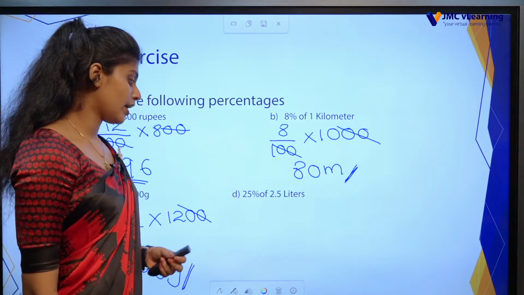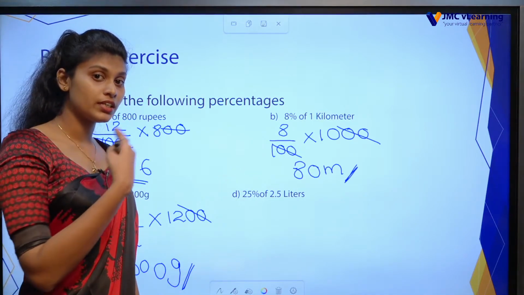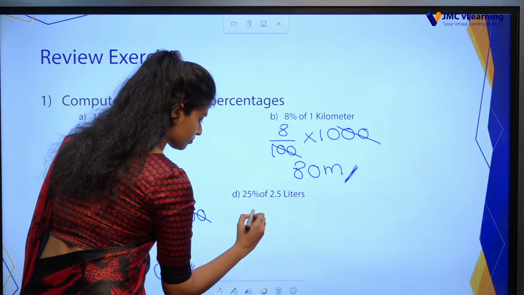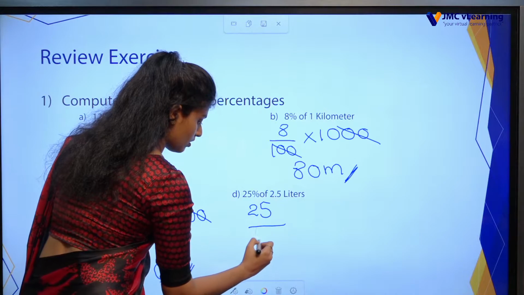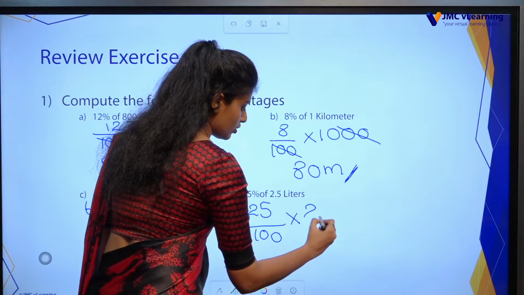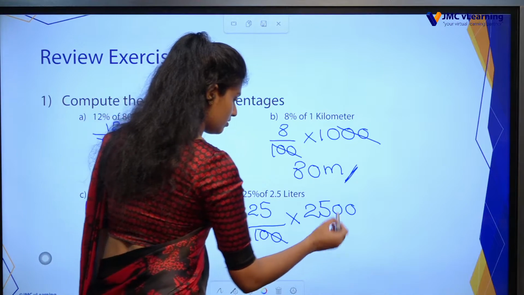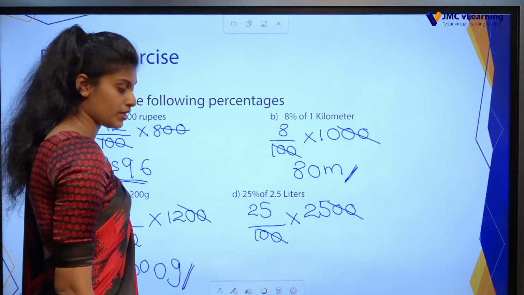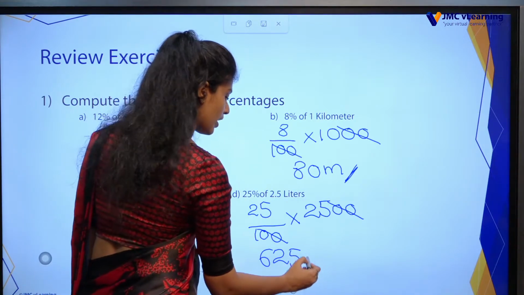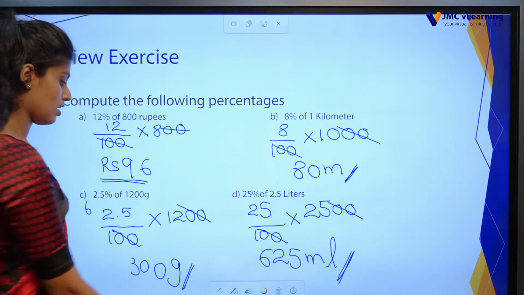Then 25% of 2.5 liters. Here liters also you have to convert into milliliters. Then 25 over 100 into 2.5 liters, which means 2500 milliliters. Let's divide. 25 into 25, the answer is 625 milliliters. That's the answer.